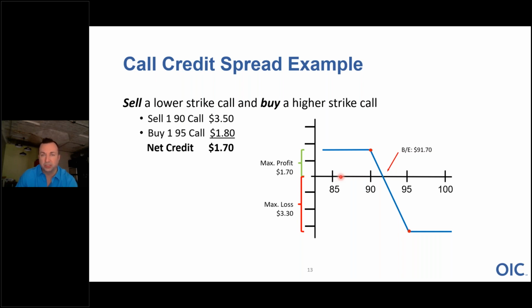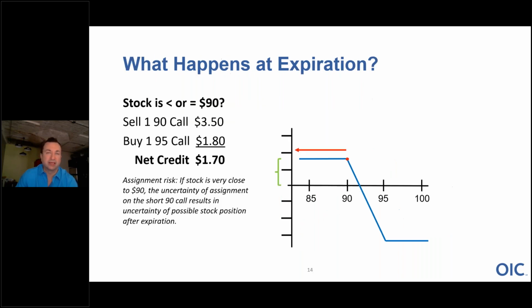Otherwise, you would lose. And in exchange for that, the debit spread buyer would have their max profit greater than their max loss. Again, key difference between buyers and sellers. At expiration, stocks below 90 a share, then we would expect both options to expire worthless. This is what we want. We keep our $1.70 net credit, and that becomes profit.